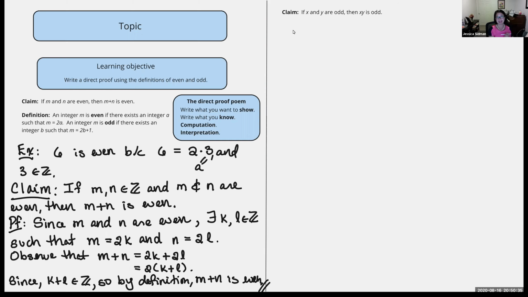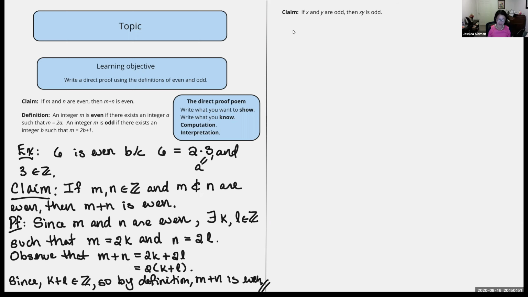Since k plus l is an integer, by definition, m plus n is even. So that last sentence, "since," is the interpretation phase of my proof. Okay, let's do one more of these using the definition of odd number.